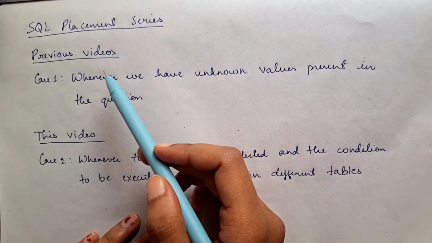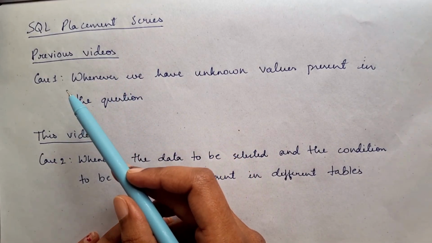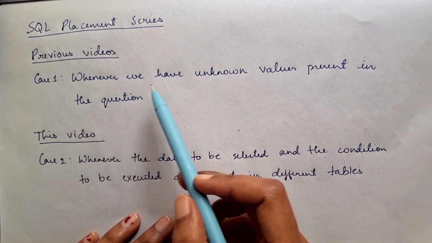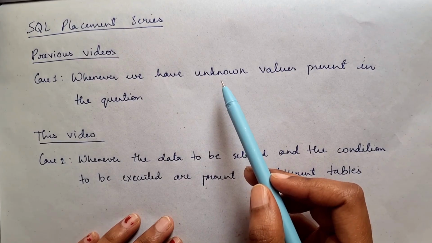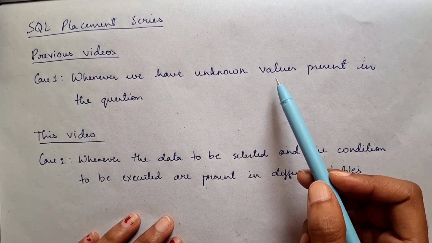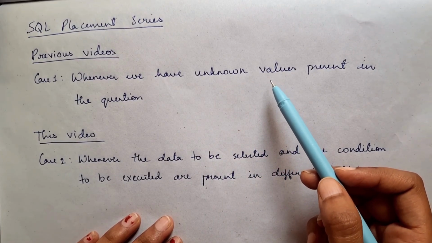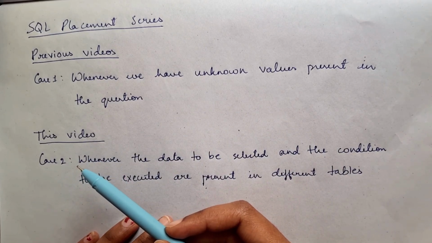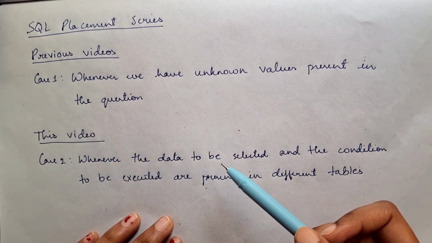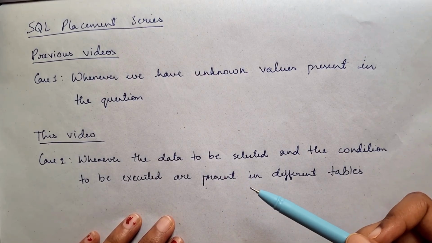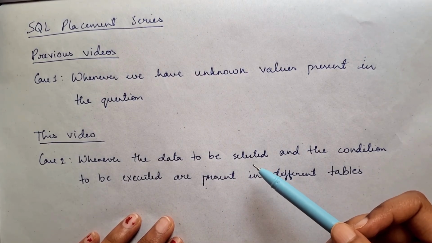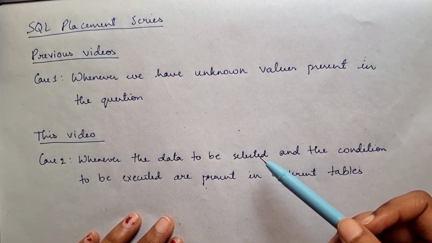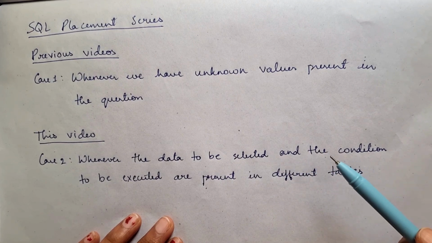In the previous video, we discussed case 1 of when to use subqueries, that is, when there are unknown values in the question. Now, in this video, we are going to discuss case 2 of when to use subqueries. That is, we use a subquery when the data we want to select is present in one table, but the condition we need to apply is present in another table.